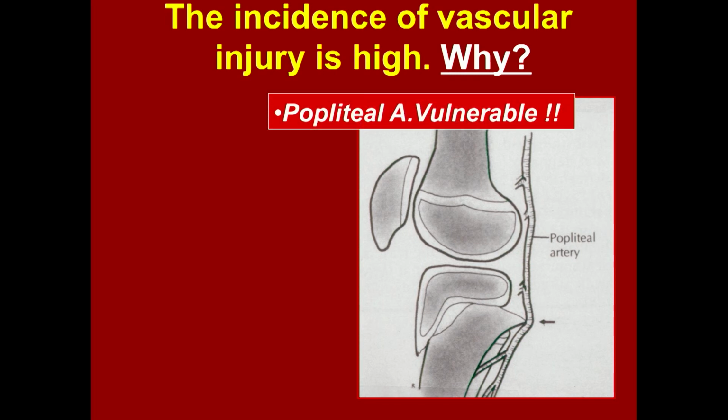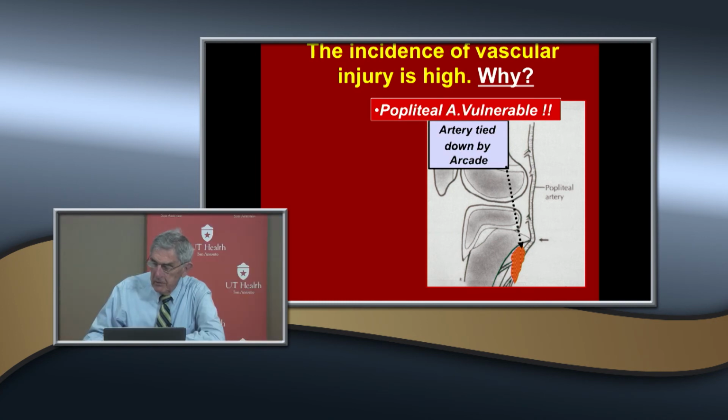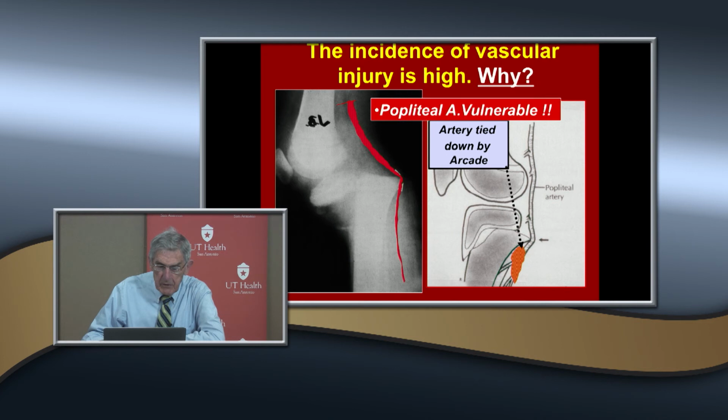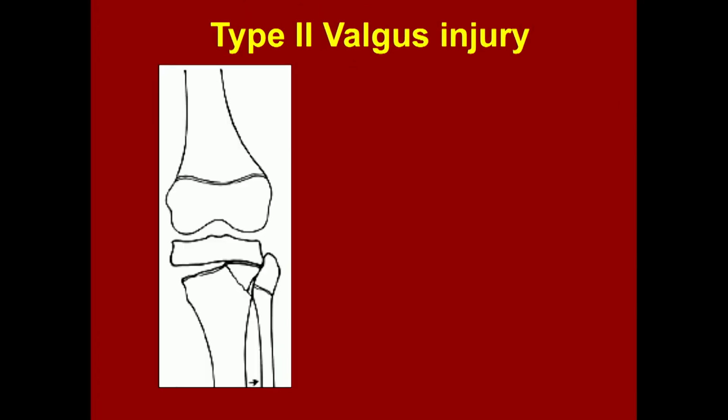Why? What is it? It's attached at the soleus, well, it's attached right here. There's actually an arcade, and that ties the artery down so that with any displacement, there's no wiggle room here. So you have a very high incidence of the metaphysis pressing against the artery and injuring the structure, and that's why it's important.